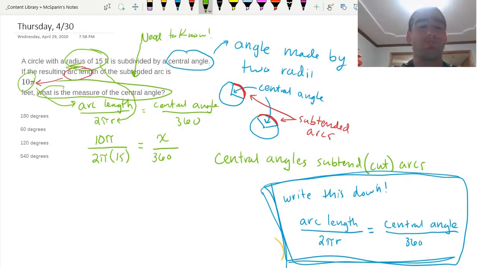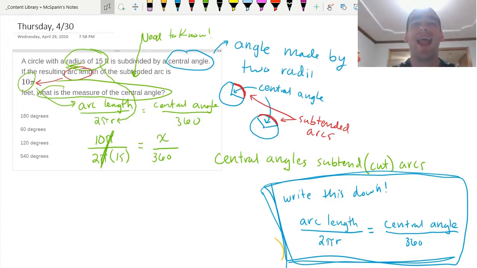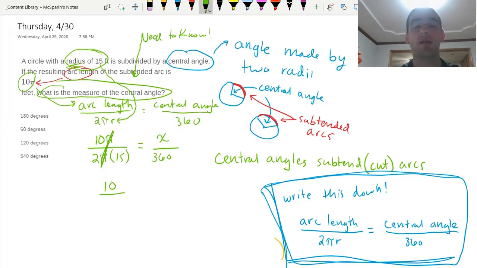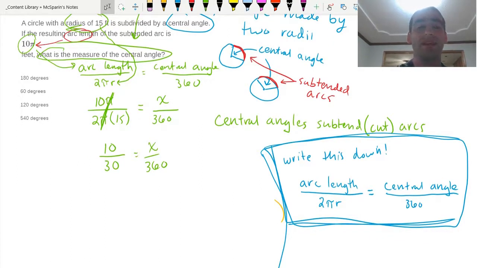What we can do first, get this pesky pi out of there. If there's a pi on top and there's a pi on bottom, cancel them out. Now, I know that I've got 10 on top, and 2 times 15 is 30. And that equals x over 360. Simplify again. Keep your life simple. I can divide 10 by 10 and I can divide 30 by 10. Most of you guys won't need to draw it out. I can divide them both by 10, and that's going to give me 1/3 equals x over 360.